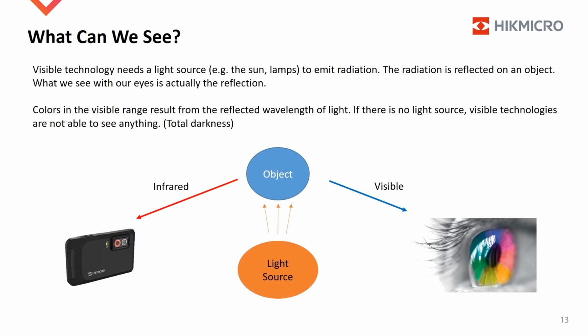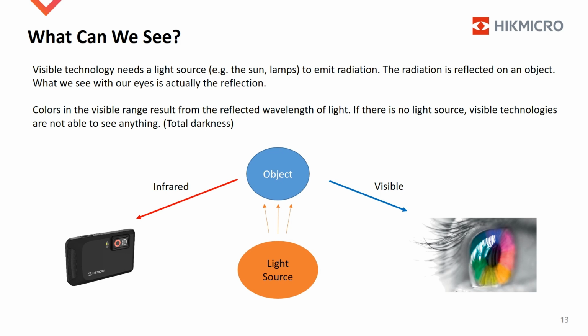What can we see? Visible technology needs a light source to emit radiation. The light source can be the sun, lamps, etc. The light radiates on an object and then it is reflected on its surface. What we see with our naked eyes is actually the reflection.